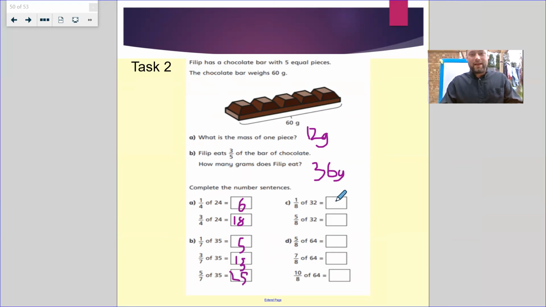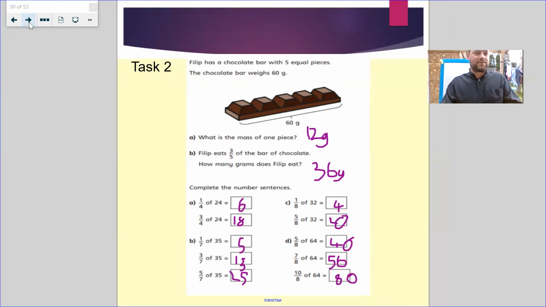Then 1/8 of 32 is 4 because 8 goes into 32 4 times. So 5/8 is going to be 4 times 5, which is equal to 20. And then 5/8 of 64. So we know that 1/8 of 64 is 8. So 5/8 is going to be 5 times 8, which is 40. 7 times 8 is 56. And 10 times 8 is 80.